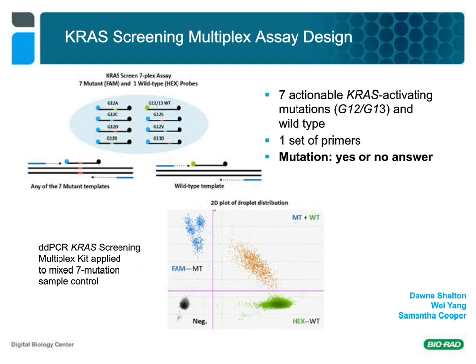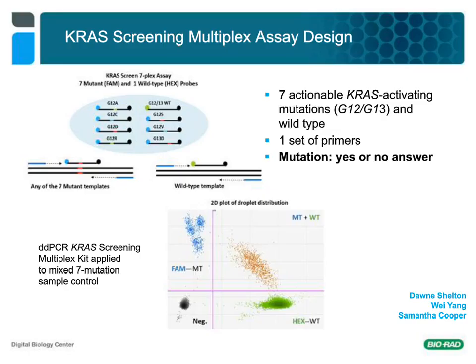This assay is designed to screen for the 7 most common KRAS activating mutations in colorectal cancer samples. It has 1 set of primers, 1 wild-type probe in HEX, and 7 mutant probes, each in FAM, covering the most common G12 and G13 mutations.